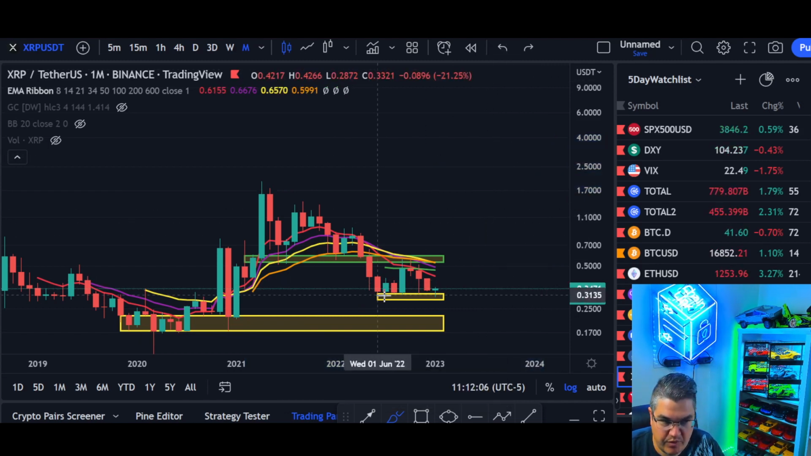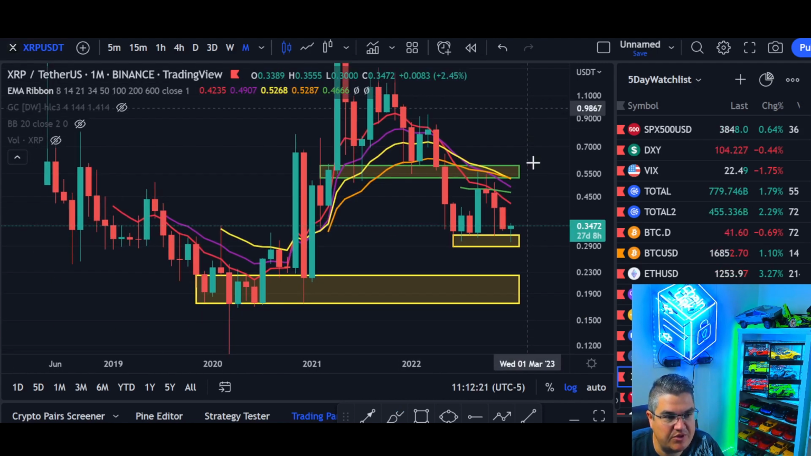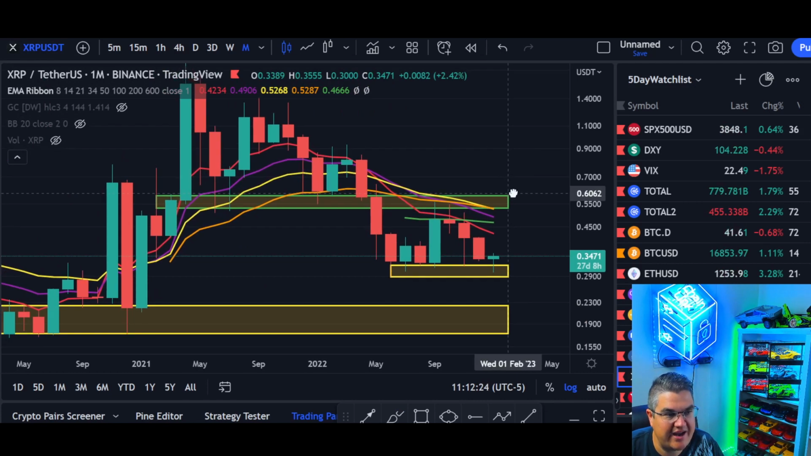So monthly support zone, there you go. Still holding true. We're still okay. We're under all the moving averages on the daily, the weekly, and the monthly. So note that if we have a rally, you want to look at multiple time frames and see, are we at the 8-month EMA? Are we at the 8-week EMA? Are we at the 8-day EMA?